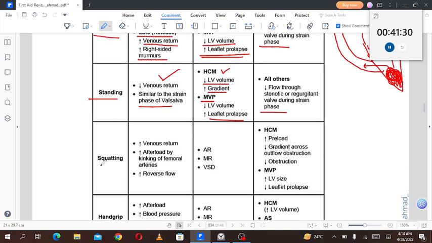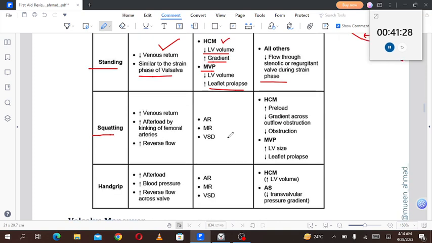Now talking about squatting. Squatting is when you attain this posture like this and this and this, and here's your head, and you are doing the squatting in the gym or maybe somewhere else. So this is the squatting posture. There is an increase in the venous return because when you squat, the lower limb veins are being compressed and the venous return is enhanced.